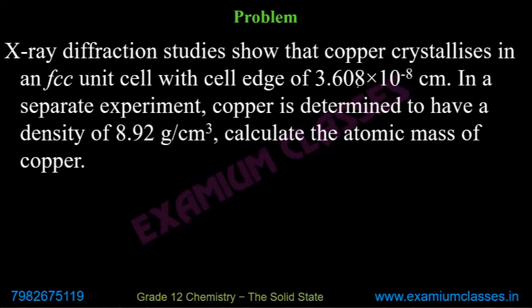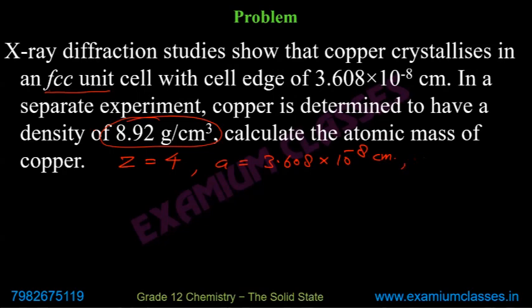Next, X-ray diffraction studies show that copper crystallizes in FCC unit cell. Face-centered cubic, you know that value of Z will be 4. With cell edge equal to 3.608 into 10 to the power minus 8 centimeter. It's already given in centimeter. In a separate experiment, copper is determined to have density equal to this much. So density is 8.92 gram per centimeter cube.